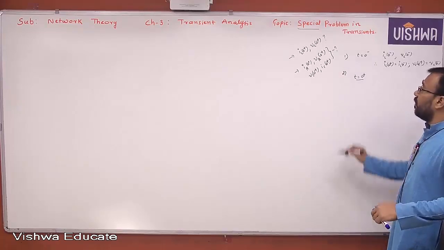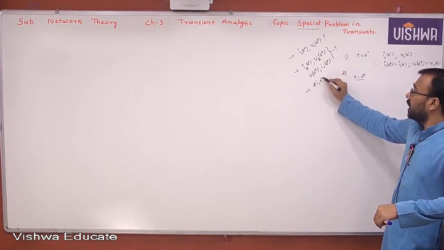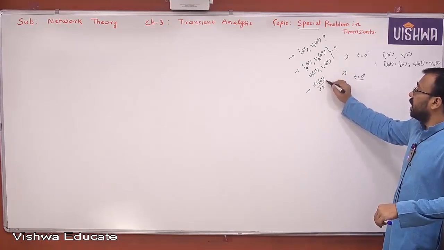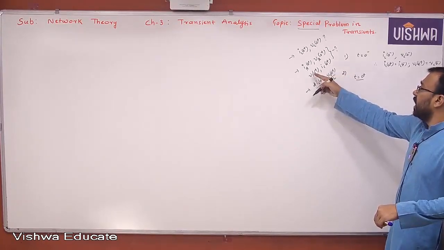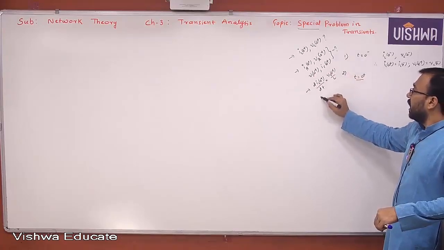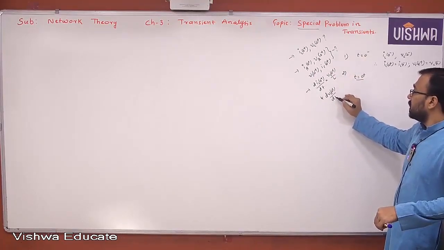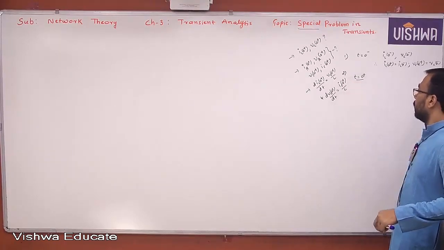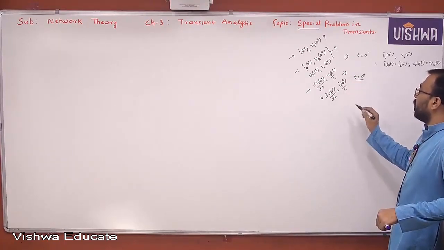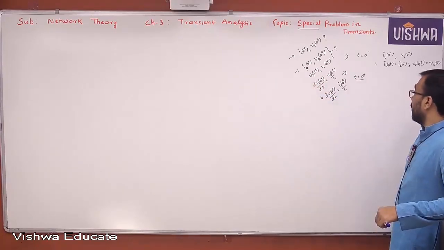I also told you the first derivative terms can also be determined. diL of 0 plus by dt, nothing but vL of 0 plus by L. That we find vL of 0 plus from step 2 only, and also dvC of 0 plus by dt, which is nothing but what? iC of 0 plus by C. All these quantities can be determined from what? Step 2. So therefore, step 1 and step 2 are very clear.